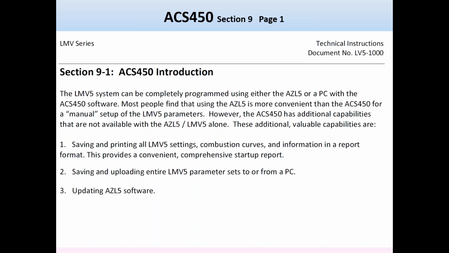However, if you would upgrade your LMV5, the AZL may not carry the new parameters that the new LMV5 would have. The ACS 450 software allows you to update the software on the AZL, and then you would have the latest AZL set so that you could access all the parameters in your new LMV5. LMV5s cannot be upgraded. They have the software version they were born with. AZL displays can be updated with the software.